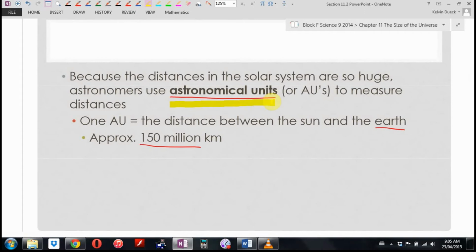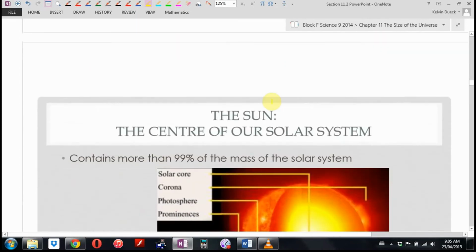By the way, it's the average distance because the Earth's orbit isn't quite circular. It's a little bit shaped like an egg. It's elliptical, so it's the average distance. Hashtag nerd trivia.